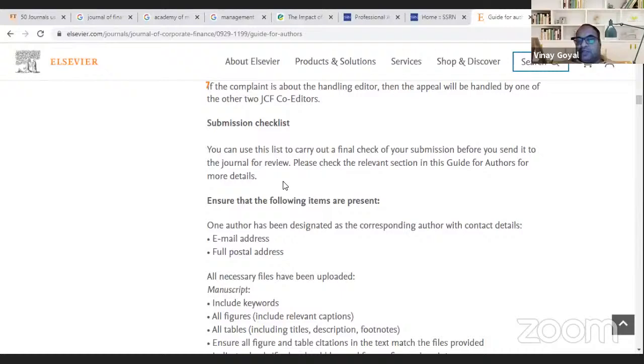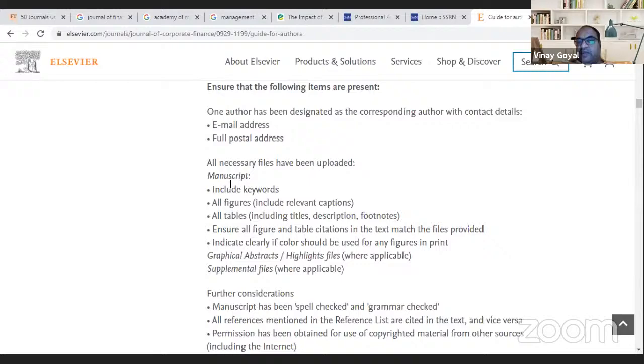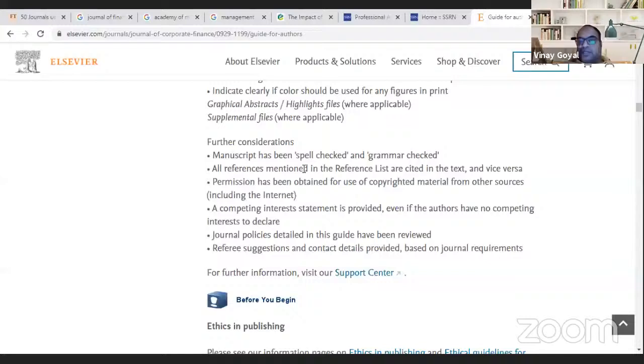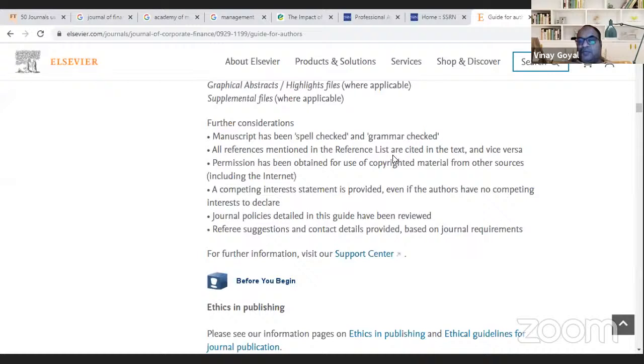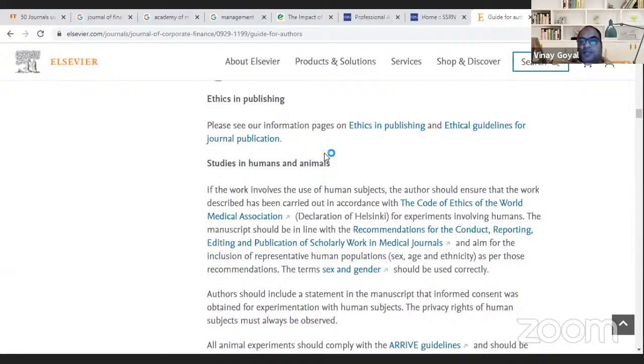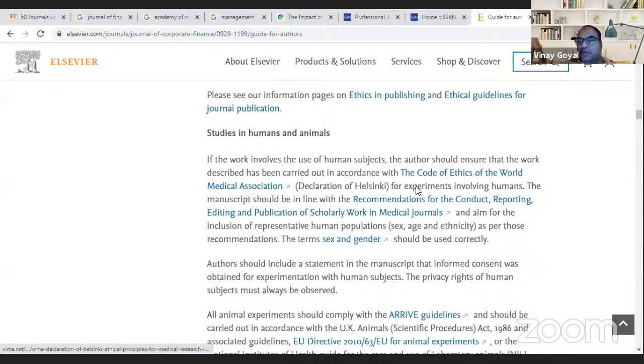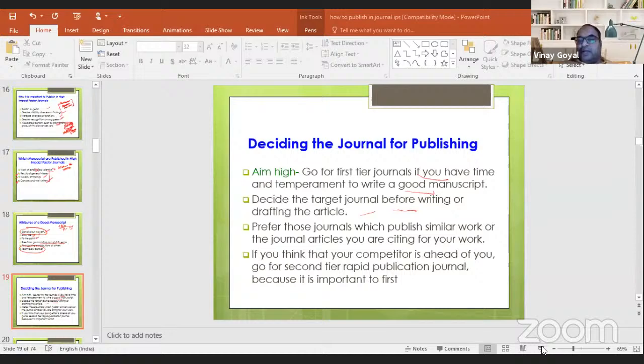You have to ensure all necessary files have been uploaded, keywords, figures, tables separately. Further consideration, the manuscript has been spell checked and grammar checked. Right, all references mentioned are cited in the text and vice versa. So if you write something in the references and don't cite it in the text, or you write in the text and you don't show the reference, that is not acceptable. And then here you can see ethics in publication, ethical guidelines for journal publication. So you will find that everything is given. You just have to make sure that you are able to go to that particular journal website and find out.